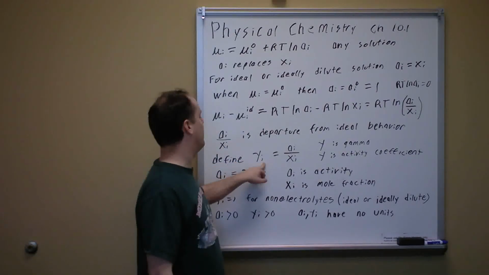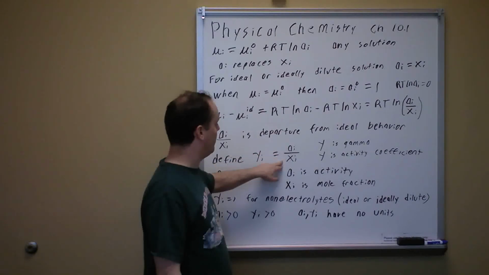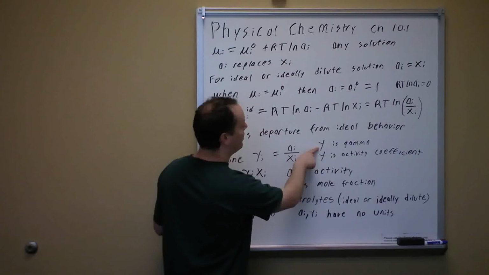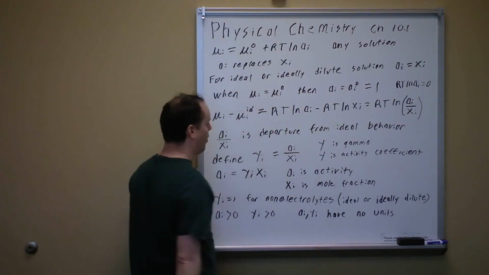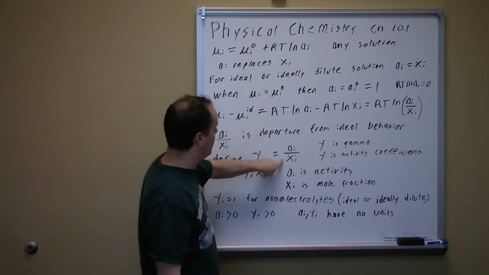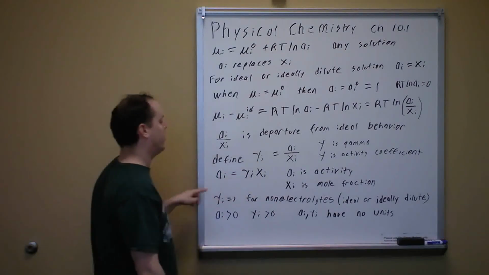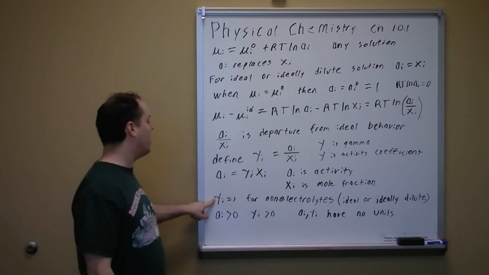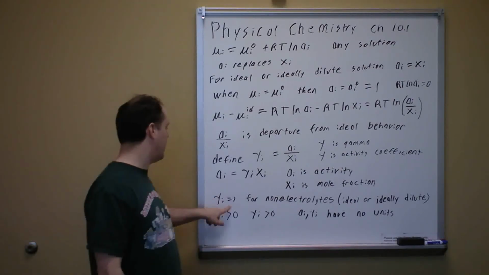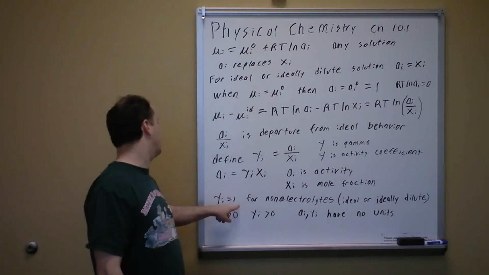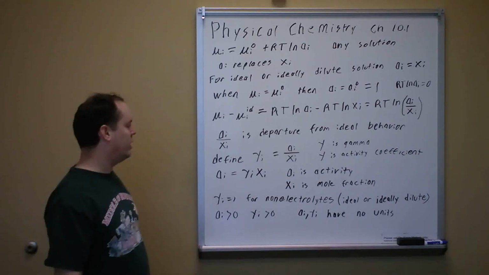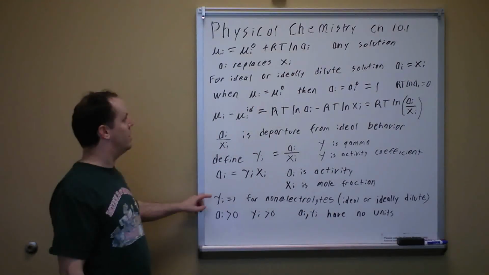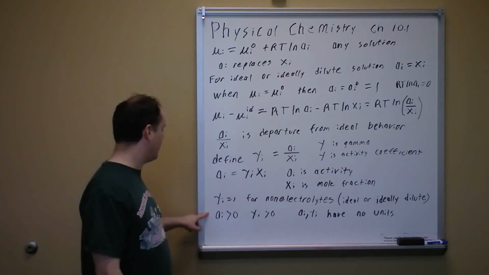So the gamma of substance I is equal to the activity of substance I divided by the mole fraction of substance I. So this is your lowercase gamma, and this is the activity coefficient. A is the activity, and then of course chi, or x, is the mole fraction. Now, if the gamma of I, or the activity coefficient of I, is equal to 1, then that's for non-electrolytes only, and this is an ideal or ideally dilute solution. Obviously, if it's a real solution, it'll be something else.